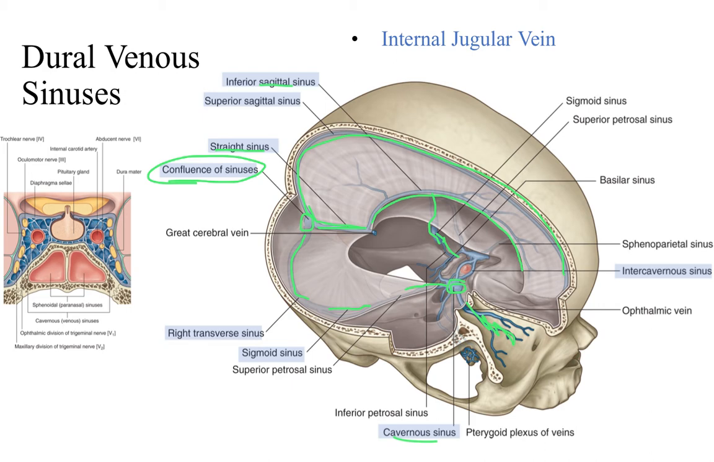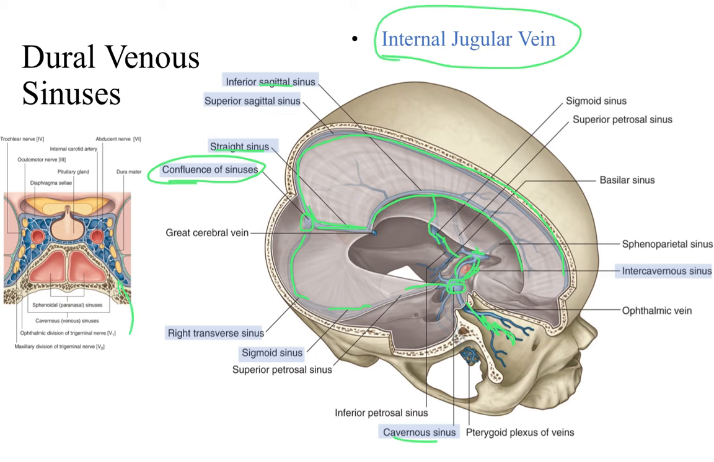And then we have our intercavernous sinus, between the two cavernous sinuses that are going around the pituitary gland, around that diaphragma sellae right here. All of those are draining and collecting fluid from different parts of the brain and CSF, and all of it's eventually going to dump into the internal jugular vein.